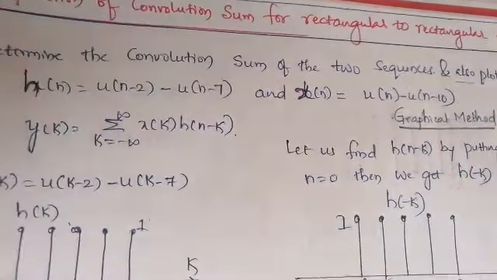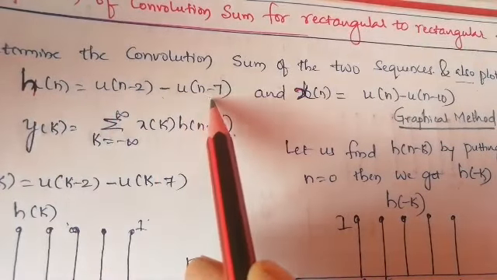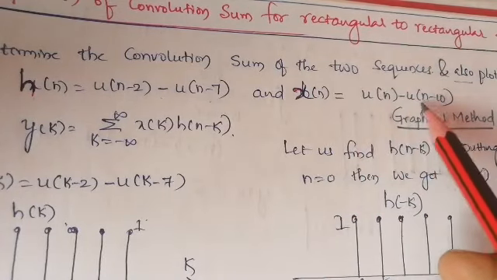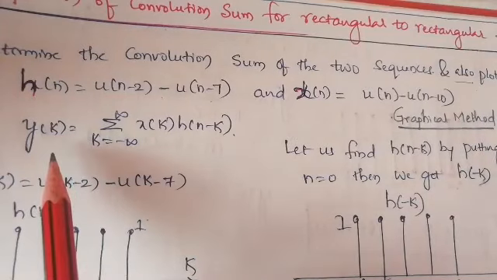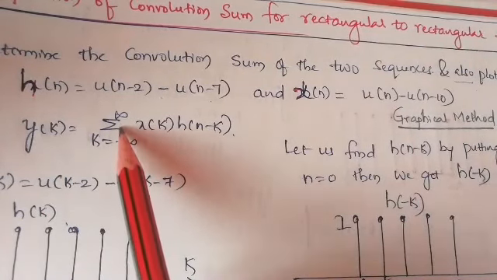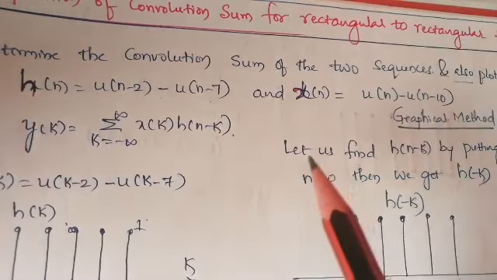h of n equal to u of n minus 2 minus u of n minus 7, and x of n is u of n minus u of n minus 10. So we have the formula for convolution sum: y of n equal to summation over k equal to minus infinity to plus infinity of x of k multiplied by h of n minus k.